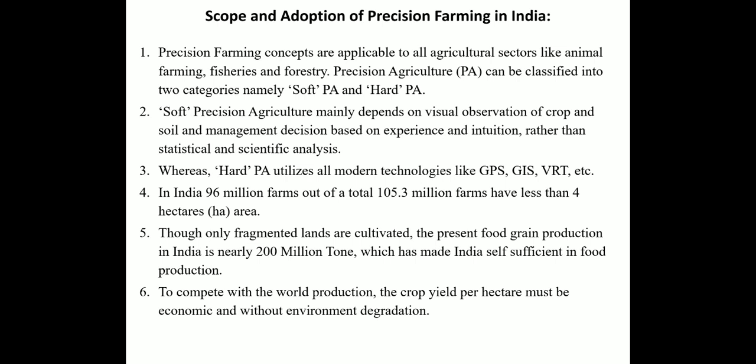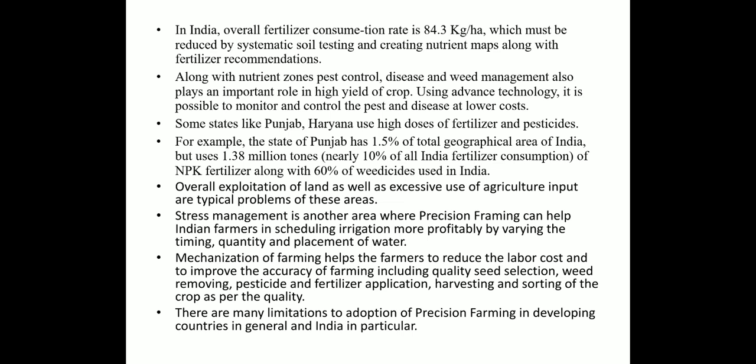To compete with world production, the crop yield per hectare must be economic without environmental degradation. This is the major scope and adaptation of precision farming in India, that is hard PA or soft PA. Also, India's overall fertilizer consumption rate is 84.3 kilograms per hectare. As we know, systematic soil testing, creating soil maps along with fertilizer recommendation is not included at the farm level. Along with nutrient zones, pest control, disease and weed management also play an important role in getting higher yields. With the help of this advanced technology, it is possible to monitor and control pests and disease at lower cost. This is a major scope of precision farming or agriculture.